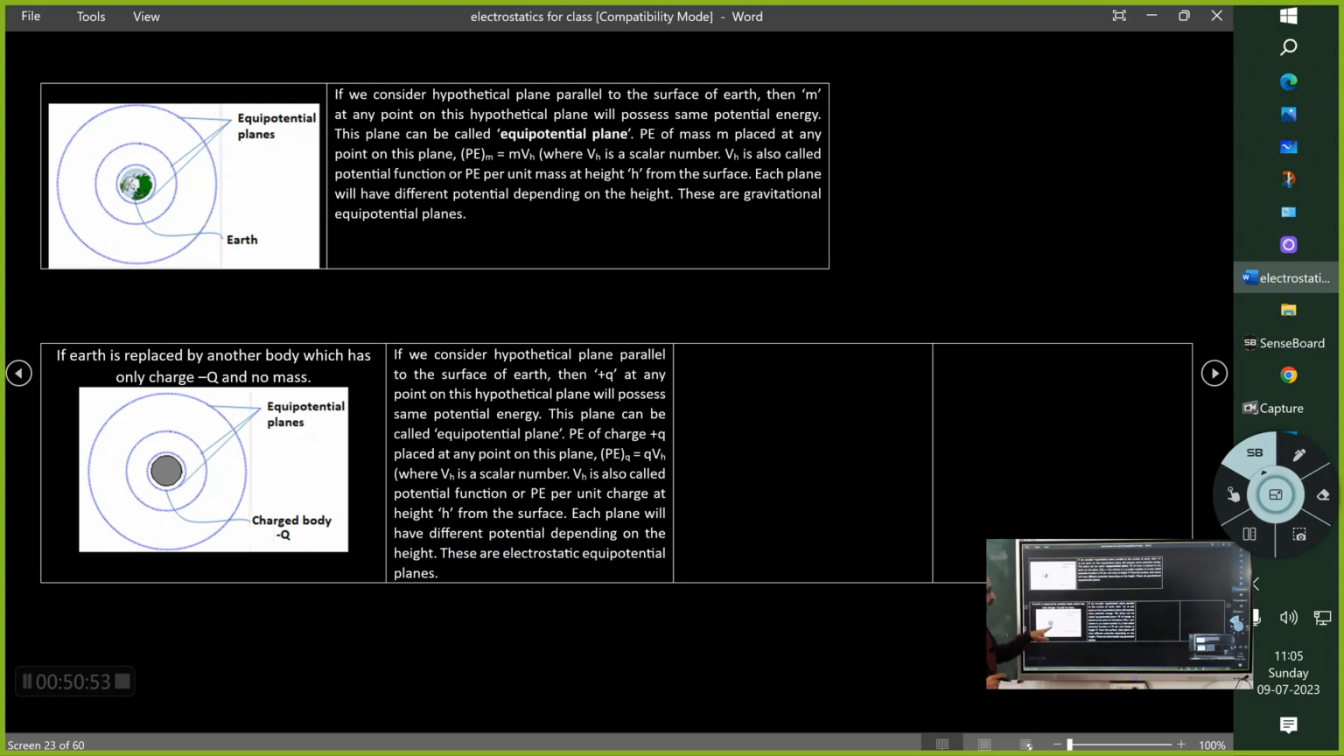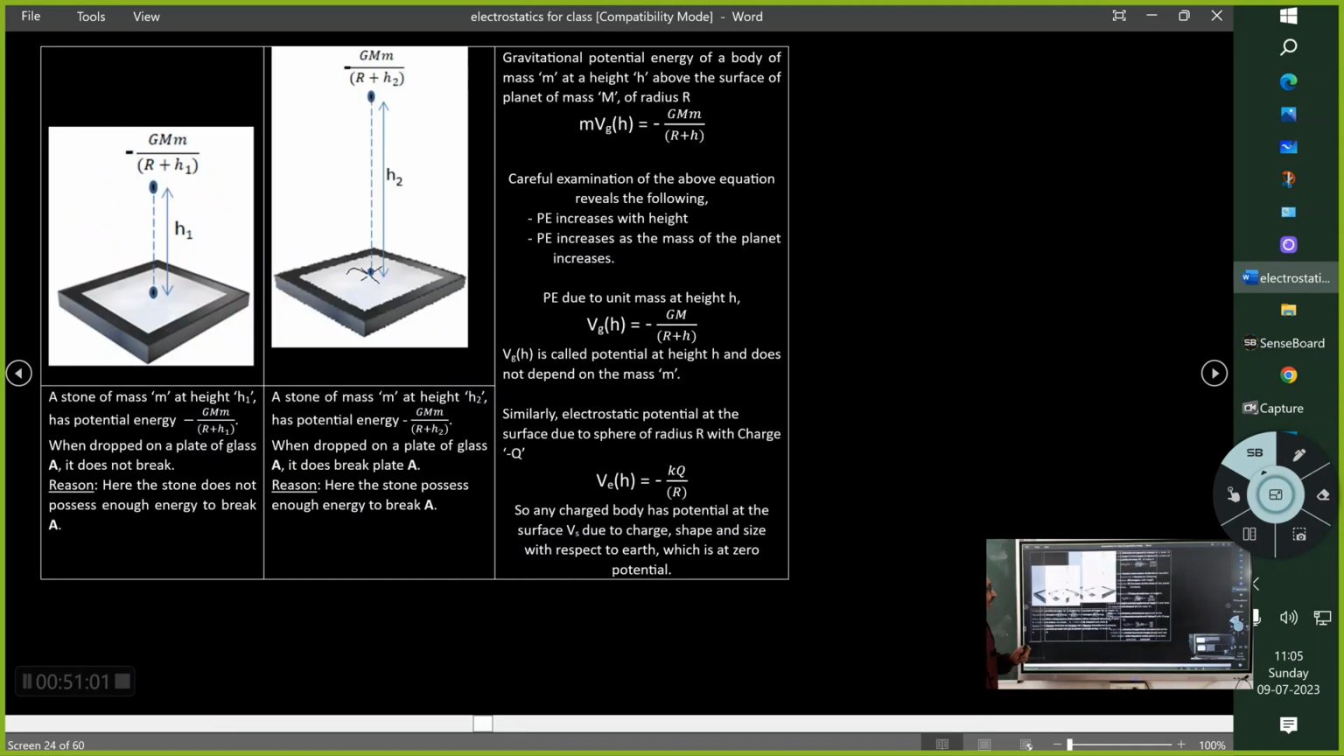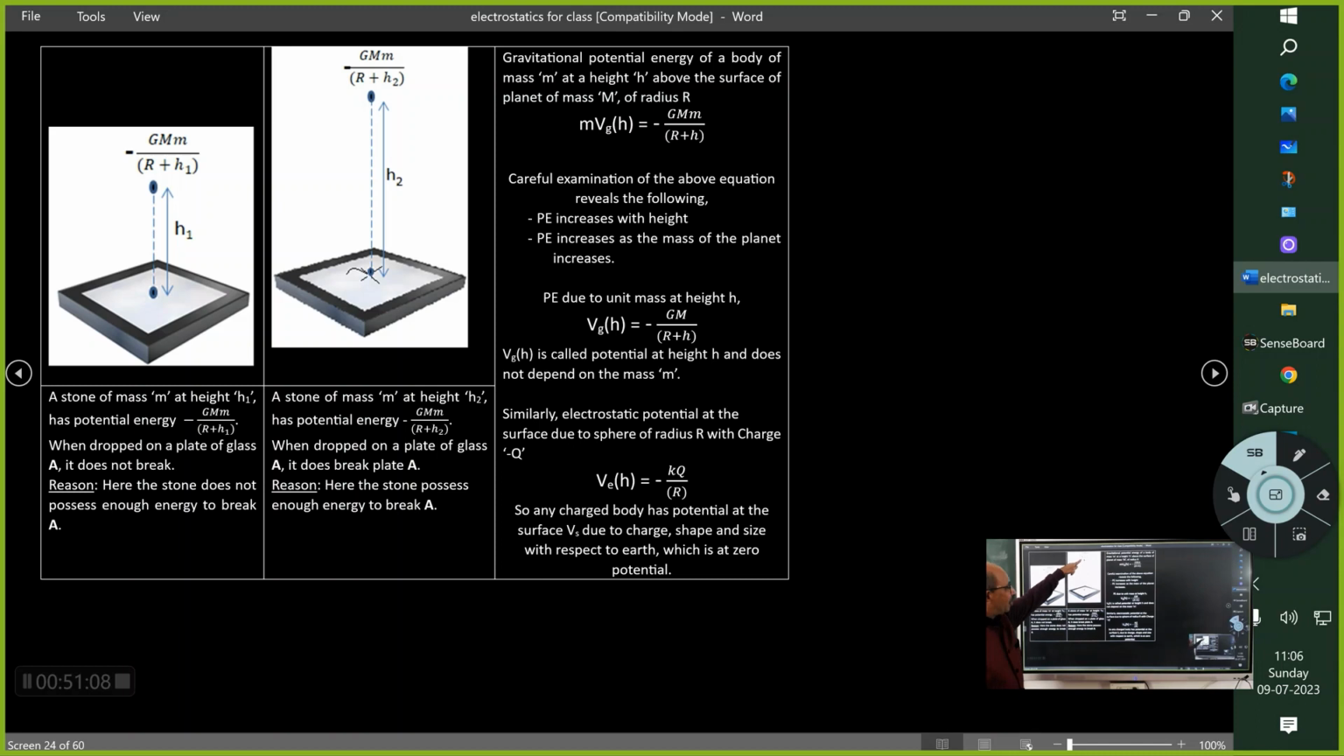So you understood equipotential planes? Already I explained without the diagram. Now the diagram is superimposed. Now, if you drop a glass plate from this height, it doesn't break. If you drop it from a bigger height, it will break. That means this point has more energy to break the plate. So things at a higher level have more potential, and more potential means it can do more work. That's the idea behind this.